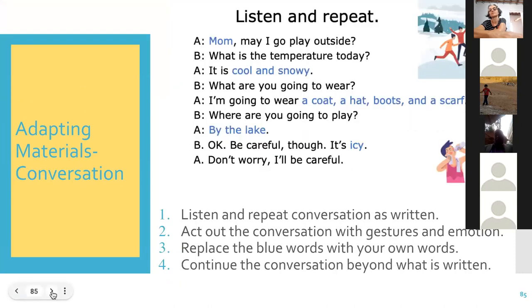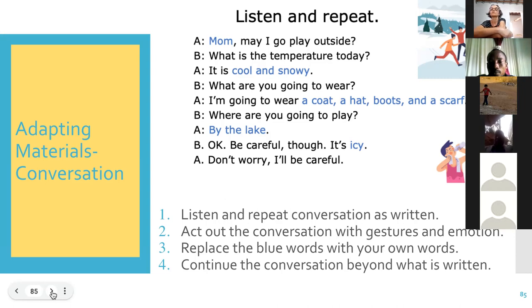Yep, that's great. Okay, so here is how to adapt the Light of the World conversations. In every lesson, we have one or two conversations. At the most basic level, we'll have the students listen and repeat the conversation as it's written. We usually will have one person be A and the other person be B, and they just read this exactly as it's written.